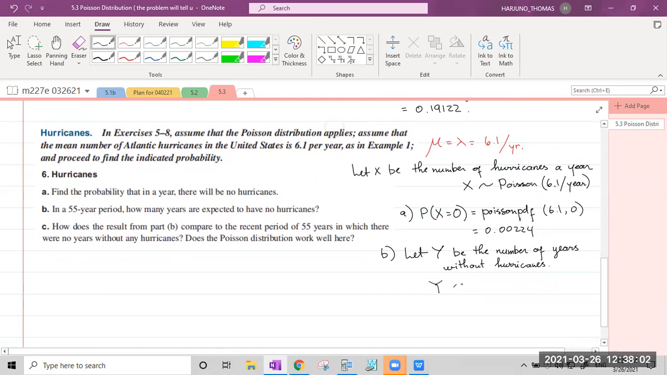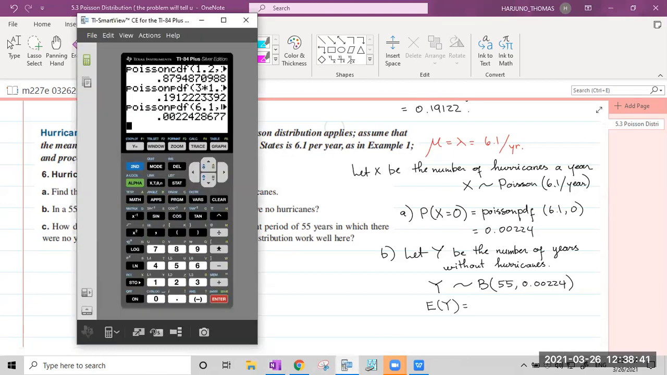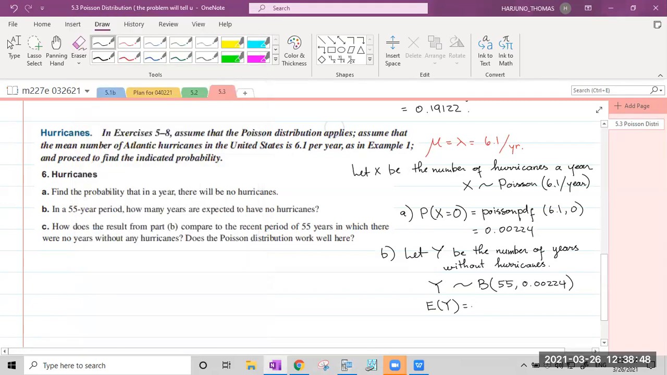Now then, y will not be Poisson distributed, it will be binomially distributed. Either they have hurricanes or not in a particular year, and you have 55 years. The probability of not having a hurricane is 0.00224. The expected value, the number of years without hurricanes in 55 years, will be this number multiplied by 55. That's 0.12336.